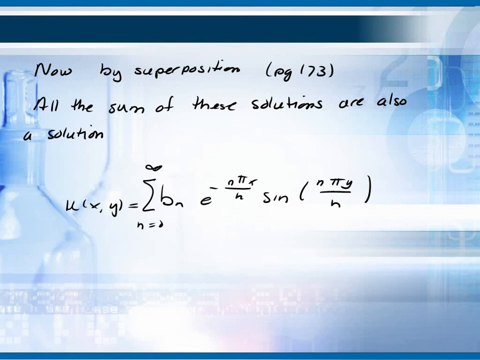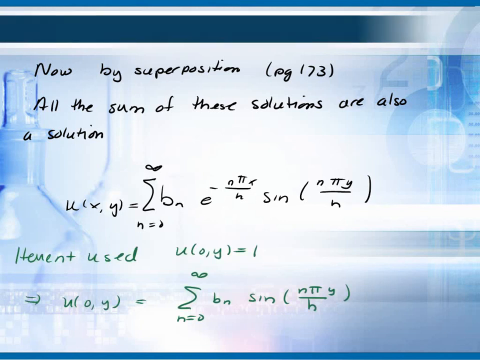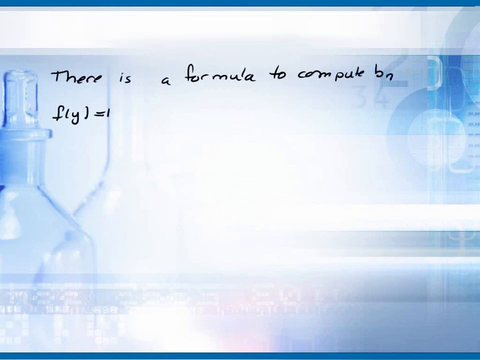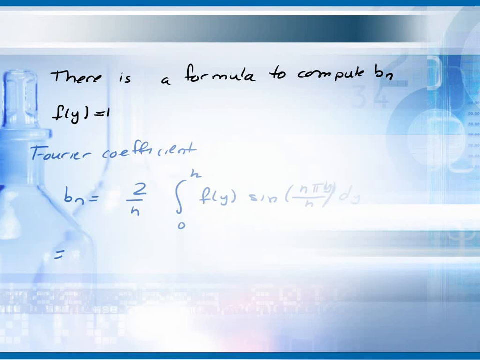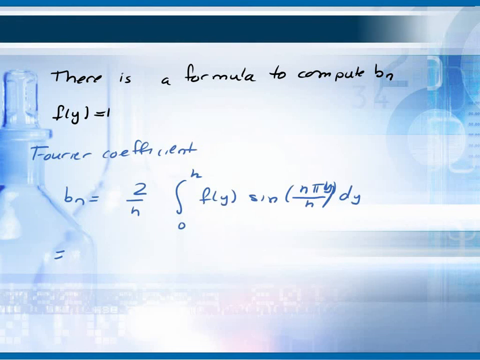What is that? That's a Fourier series. I haven't used yet u of 0, y is equal to 1, so I can use that. u of 0, y is that mess. That's a Fourier series indeed. And there's actually a formula to compute the bn's using the fact that f of y is 1. It's called the Fourier coefficient.